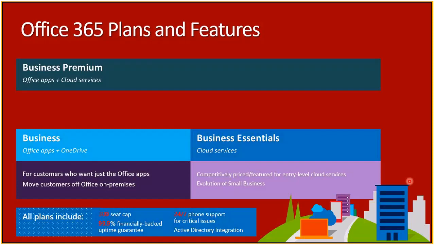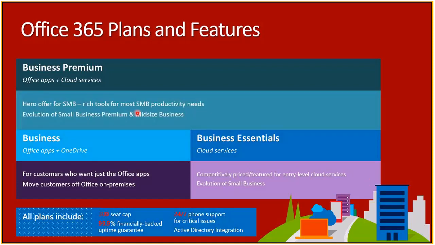So that's the reason I have put Business Premium on top of Business and Business Essential. If you want to know the features of Business Premium, it's actually Business plus Business Essential. That means you are getting the entire cloud services of Office 365: Exchange Online, SharePoint Online, Skype for Business, OneDrive, Yammer, plus the desktop installable version of Office 2016 Standard, plus Office Online. So Business Premium is a total product of Business plus Business Essential.